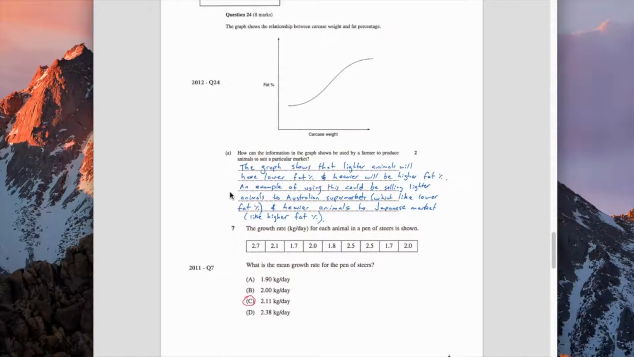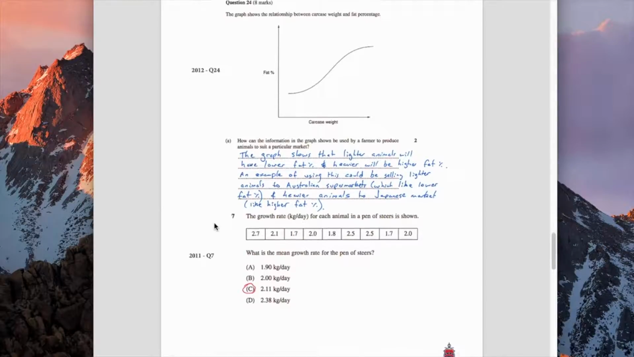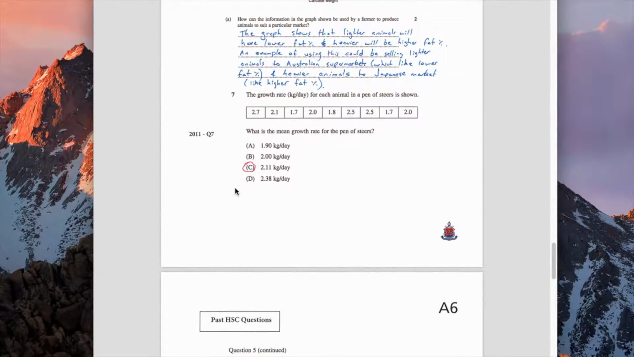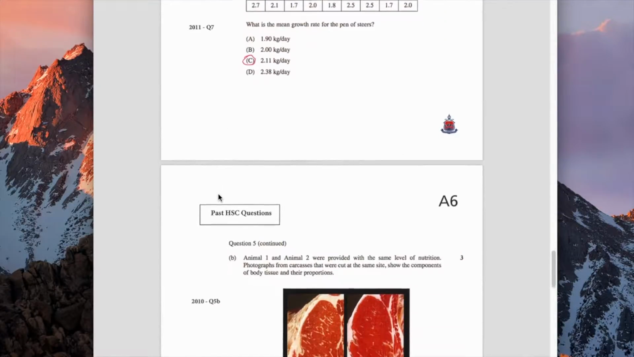An example of using this could be selling lighter animals to Australian supermarkets, which like lower fat percentage, and heavier animals to Japanese market, which like higher fat percentages. This one's just a simple calculation one, but it's kind of related to this dot point. So you just need to calculate about that, but the answer is C.